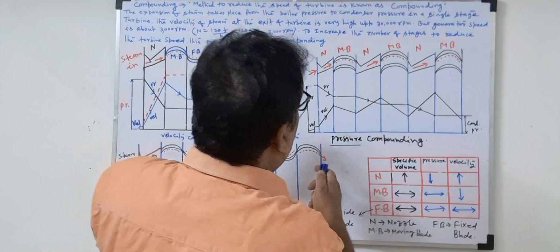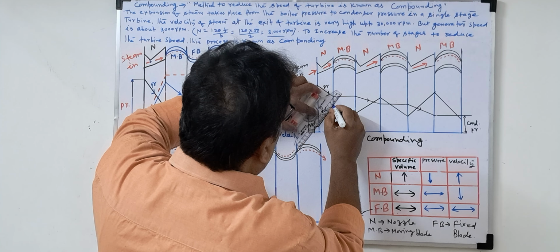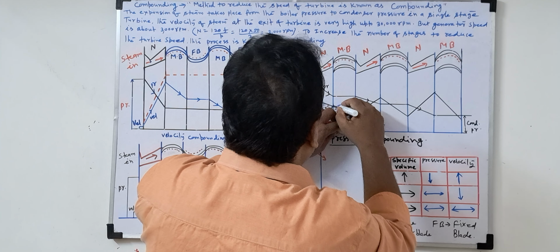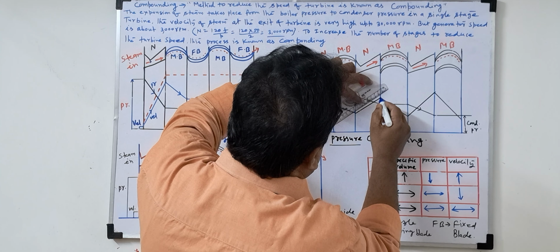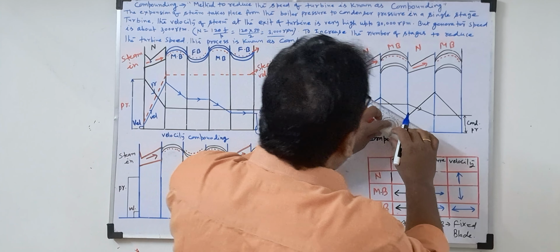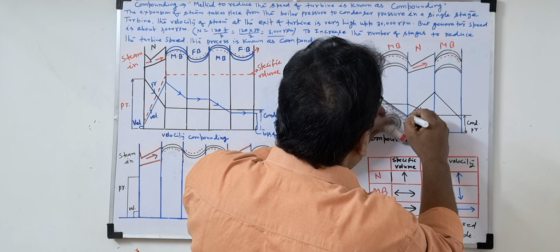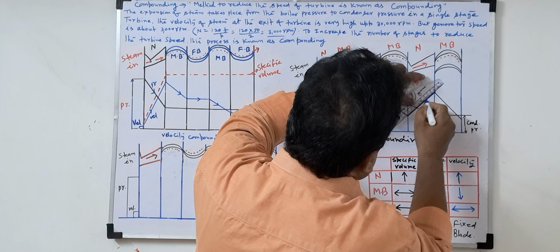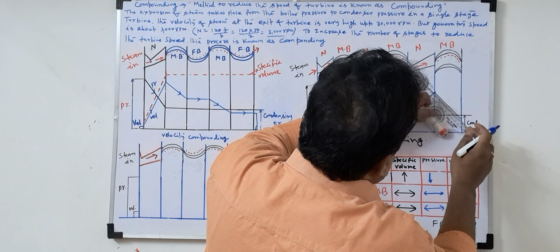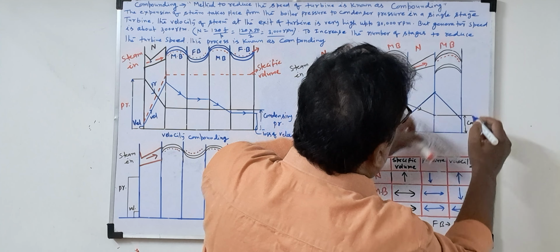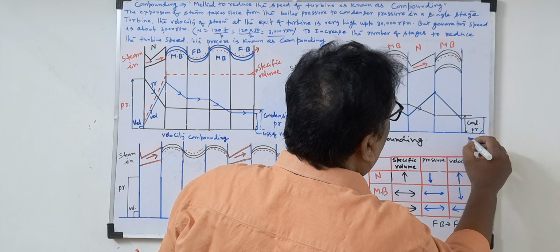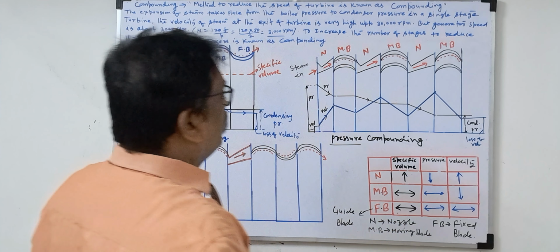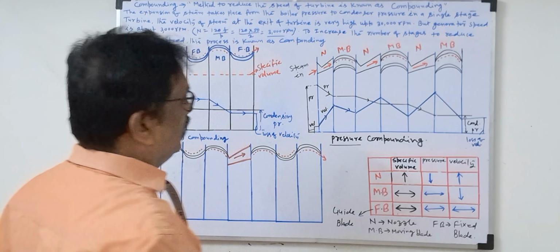So I am showing the velocity again. From the beginning itself we have to take the blue color. So velocity increases, in the moving blade velocity decreases, again nozzle, velocity increases, again in the moving blade velocity decreases. Again nozzle, velocity increases but pressure reduces, again in the moving blade velocity reduces. So again we are getting loss of velocity. This way we can understand pressure compounding.